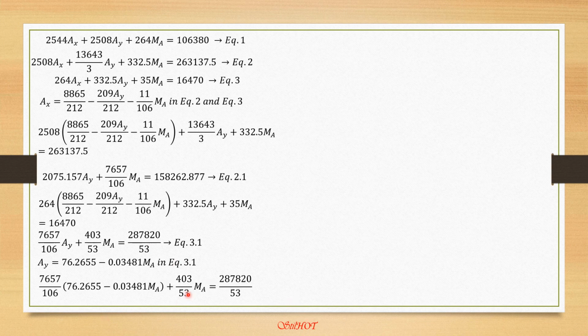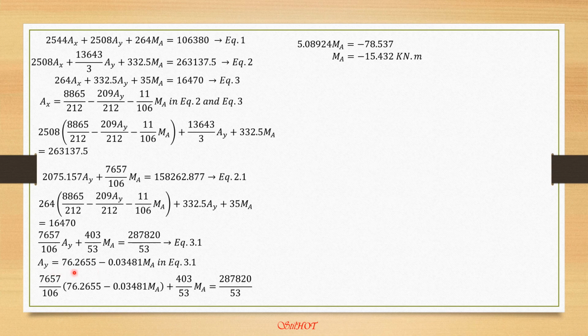So let's combine the value of MA: 7657 over 106 times negative 0.03481 MA plus 403 over 53 MA. That would be 5.08924 MA. Then for the constant, 287,820 over 53 minus 7,657 times 76.2655 over 106. That gives us negative 78.537. Solving for MA, negative 78.537 divided by 5.08924. So MA is negative 15.42 kilonewton meter, because that's the unit of MA.